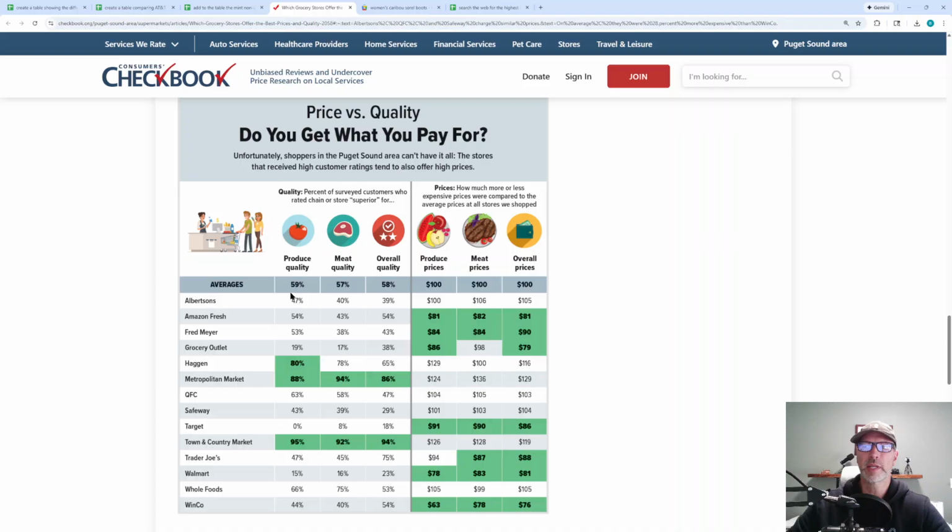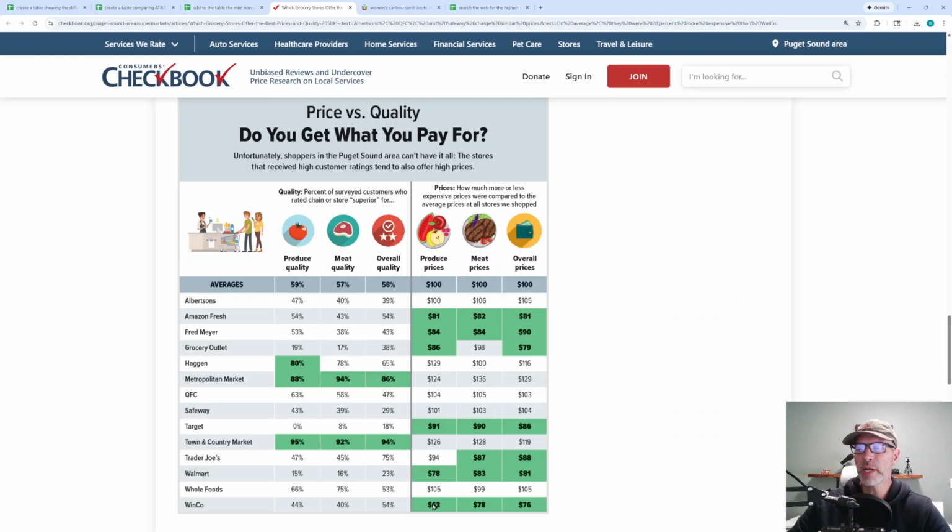Well, Albertsons actually gets lower than the average by far, at 47% for produce and 40% for meat. I would compare that to Walmart, who does not do very well at all. But then you look down at Winco, and they're not terribly far off. They're a little bit lower, 3 percentage points lower here on the produce quality. They are on par with Albertsons for the meat quality.